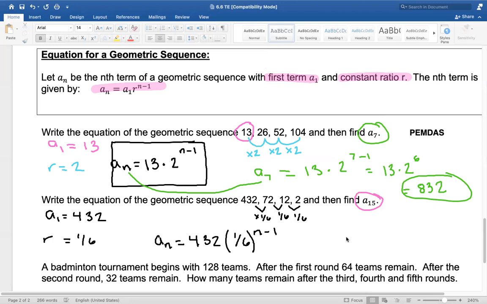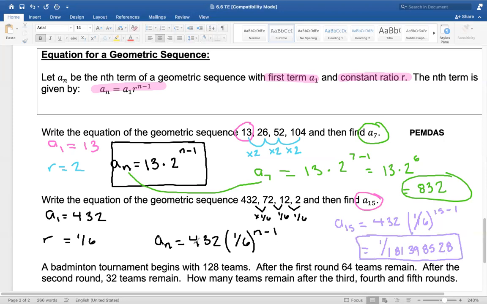We can plug that in, and we get A15 equals 432 times 1/6 to the 15 minus 1 power. Okay, if you type all that into the calculator, you get 1/181398528. And this becomes your final answer.